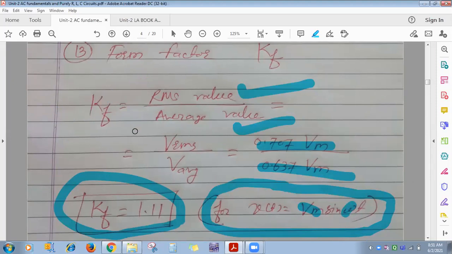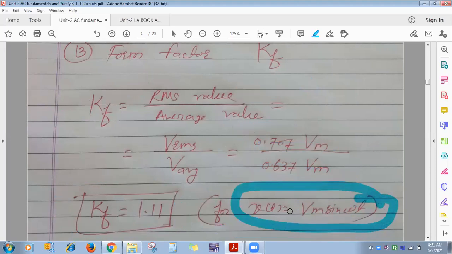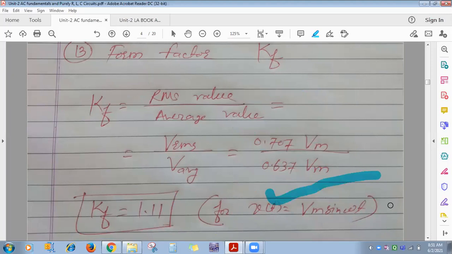The voltage equation or current equation may be given to you, and they will ask you to calculate the peak factor and form factor, or an MCQ question: for a purely sinusoidal AC voltage, what is the value of the peak factor?